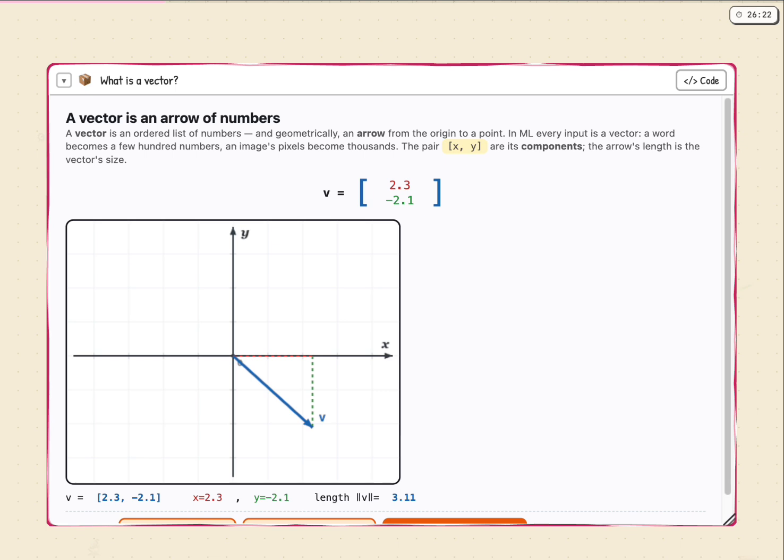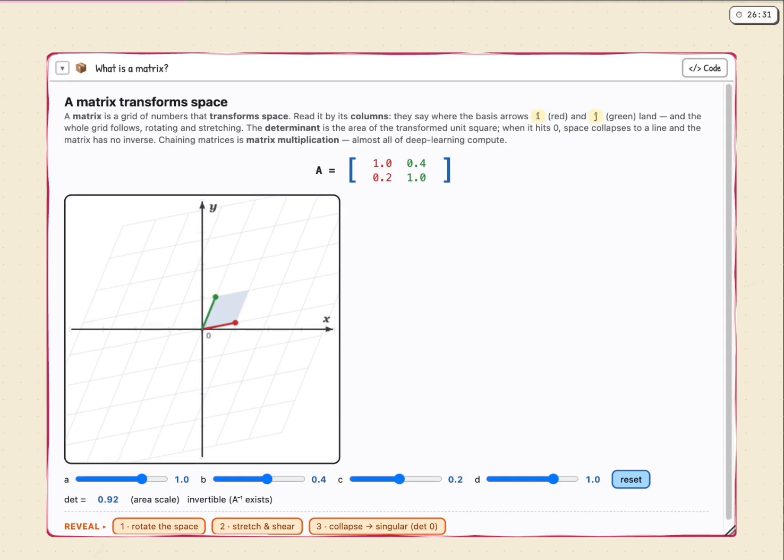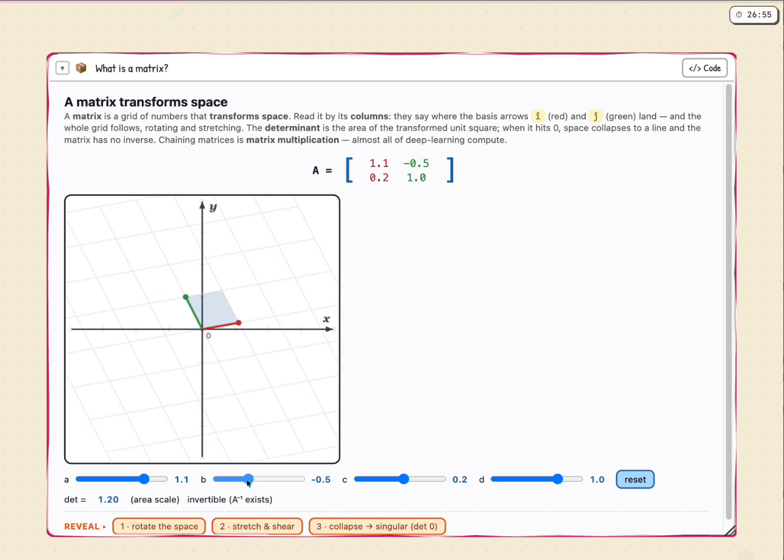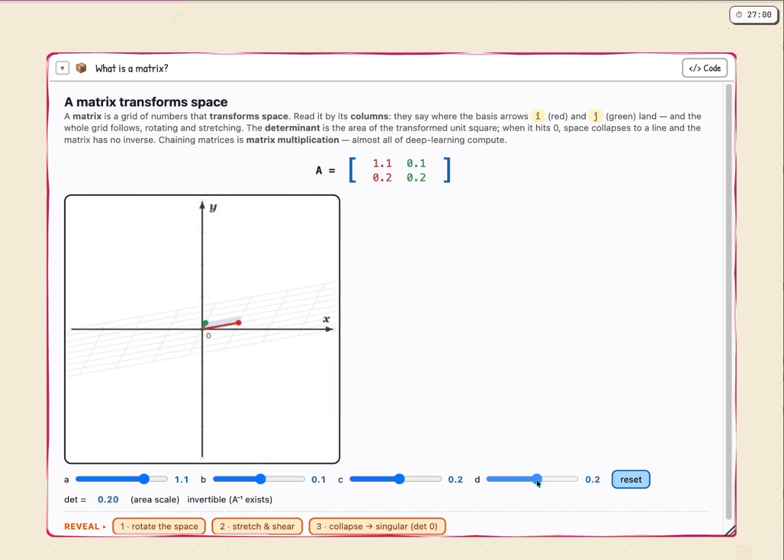If a vector is an arrow, a matrix is a machine that moves arrows. A matrix transforms space itself. Here's how to read it. A matrix is a grid of numbers, and the trick is to read it by its columns. The first column tells you where the red basis arrow lands after the transformation. The second column tells you where the green basis arrow lands. And once you know where those two arrows go, the entire grid follows along. Every point in space gets carried with them. Watch as I turn these knobs. The whole plane rotates, stretches, and shears. That is a matrix, alive. Look at the shaded square. It starts as a unit square, and the transformation warps it.